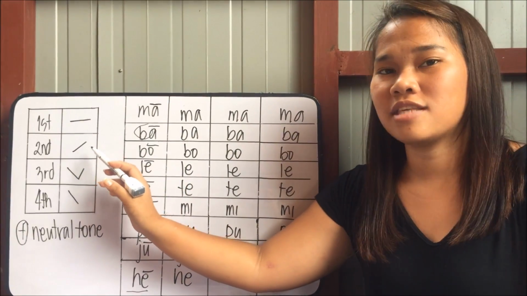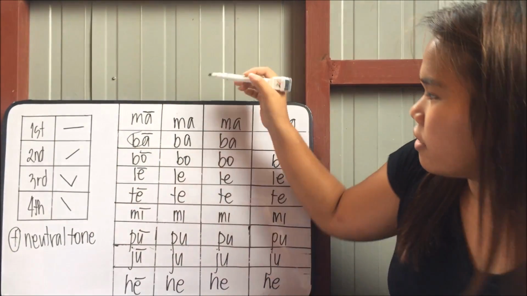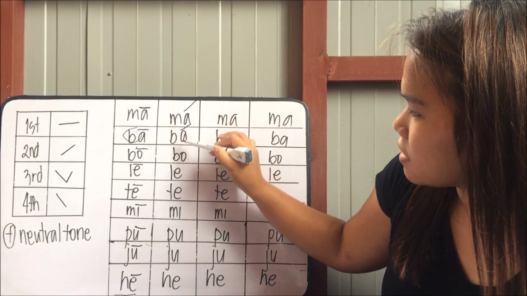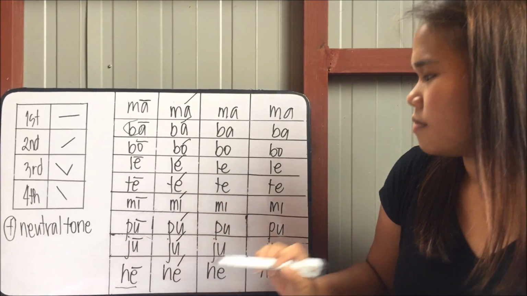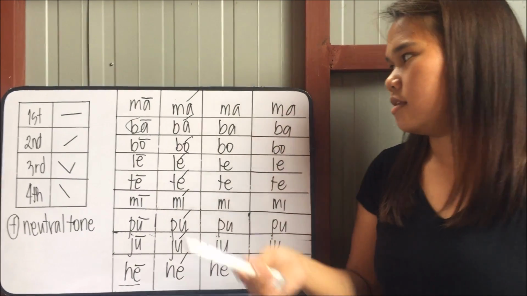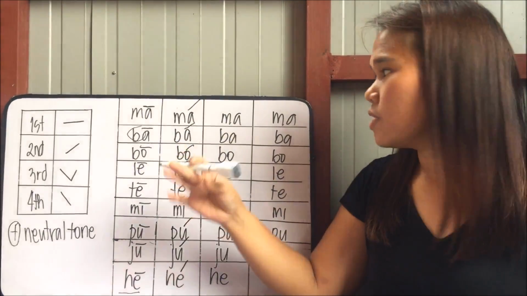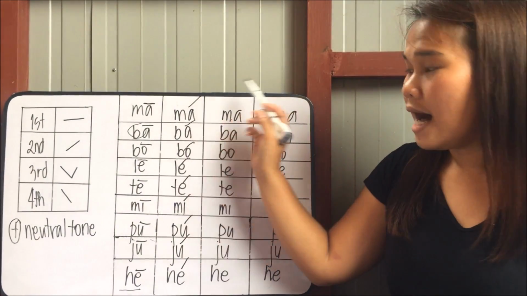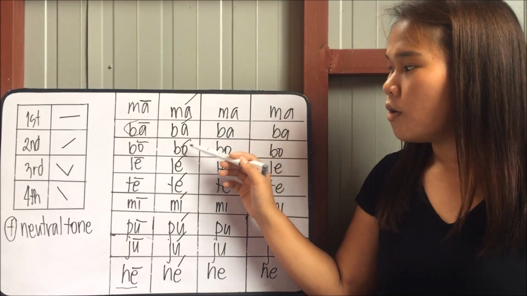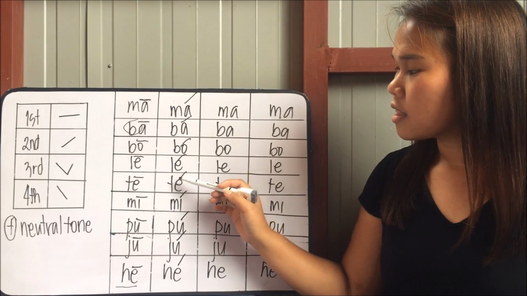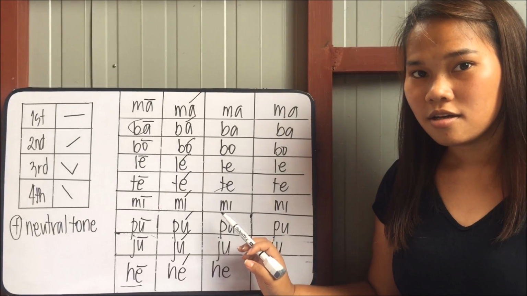And now we have the second tone. It rises moderately. So we're going again to apply this tone in these syllables. Let us read it one by one. The second tone is like you're questioning, because it rises, diba? So we have ma, ma, pa, pa, po, po, le, te, me, pu, ju, he.